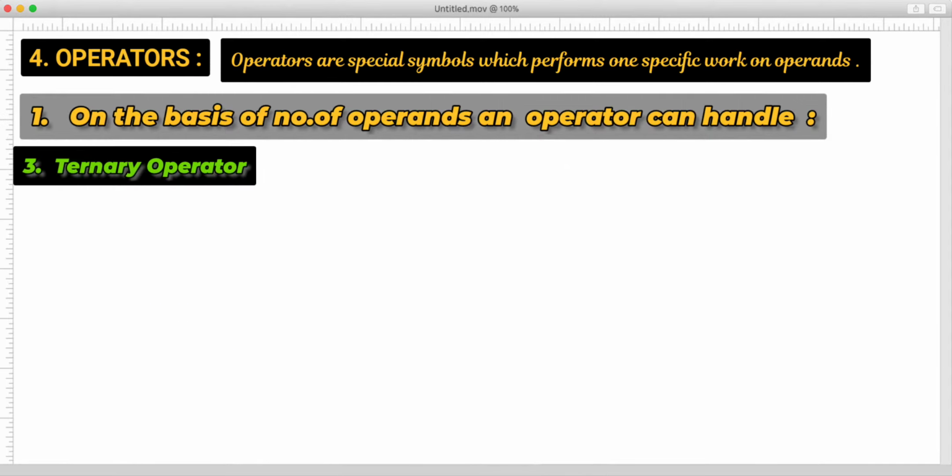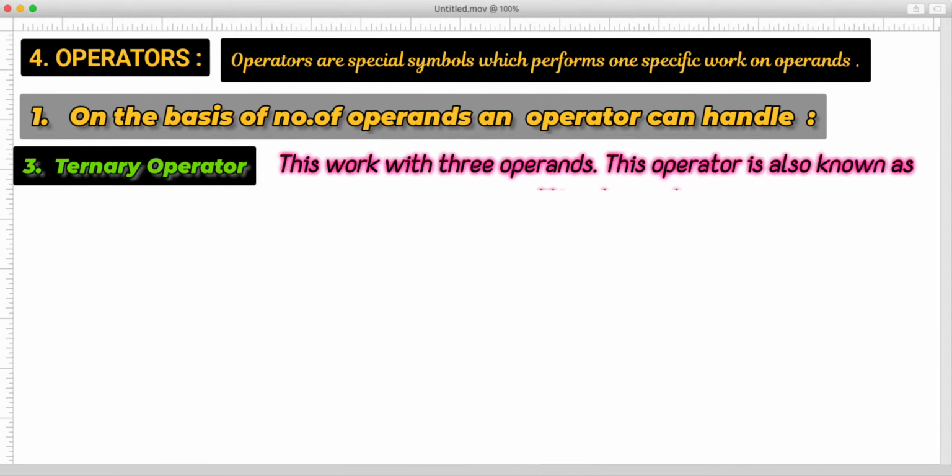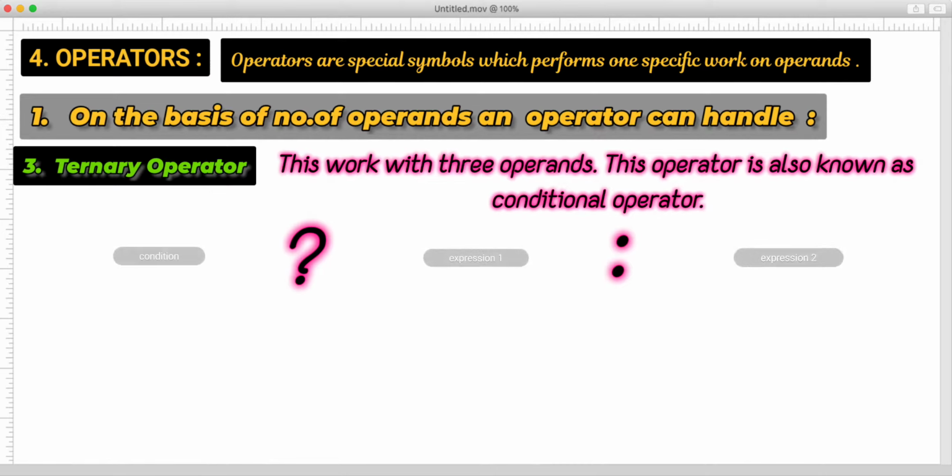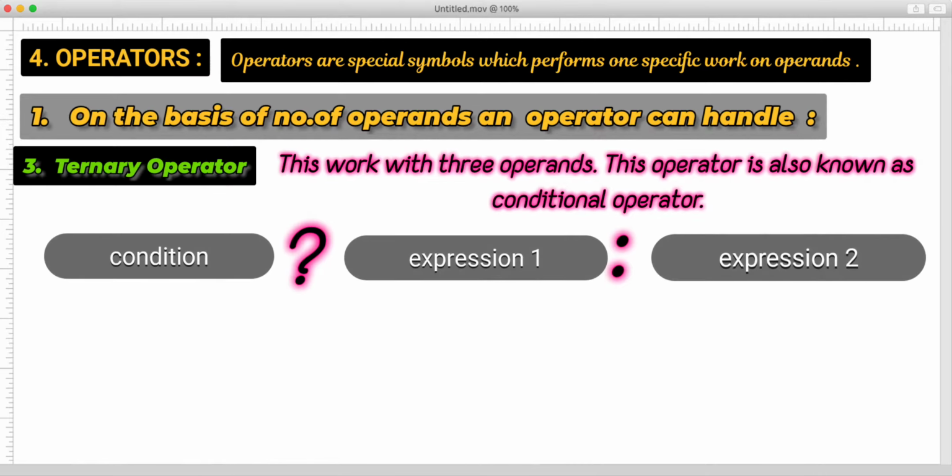Now coming to our next operator, that is the ternary operator. The ternary operator operates with three operands. So here you will be thinking that how an operator can work with three operands. So in C++ there is an operator in which it works with three operands. The question mark operator, that is also called a conditional operator, works with three expressions. As you can see on the screen, the syntax is there. So condition question mark expression 1 colon expression 2.